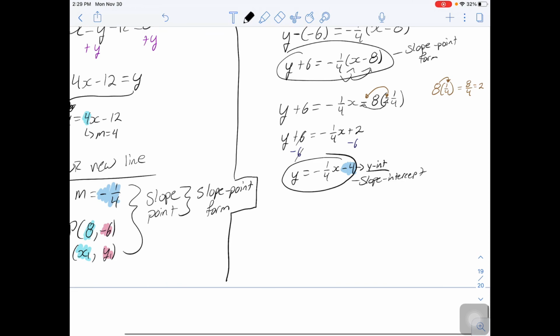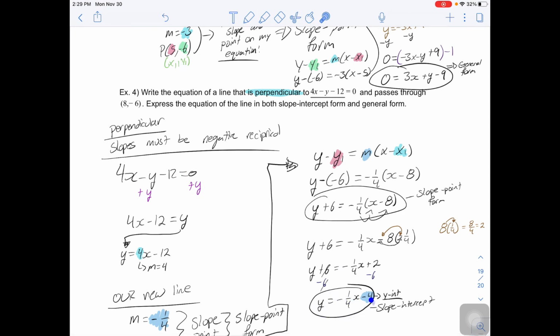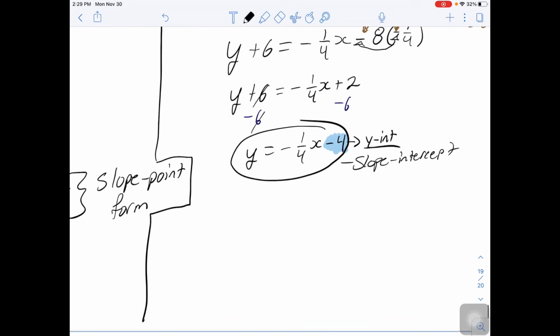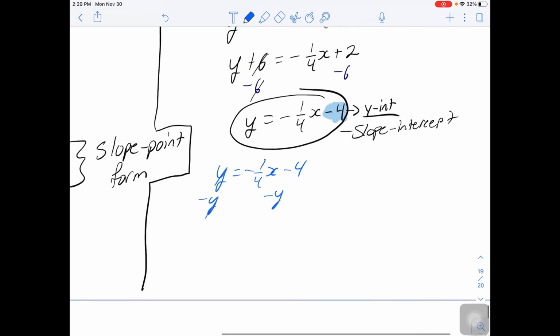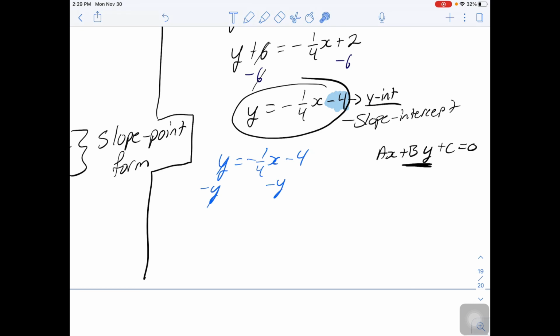And finally, we simply have to convert this into general form. Now remember, general form is easiest to go from slope intercept form because all you're doing is subtracting y from both sides. So what I'm going to do is I'm going to take my slope intercept form and I'm going to subtract y. And remember, you want it to be in the form ax plus by plus c equaling 0. So I'm going to put my y value in the middle. So I'll get 0 equals -1/4x minus y minus 4.